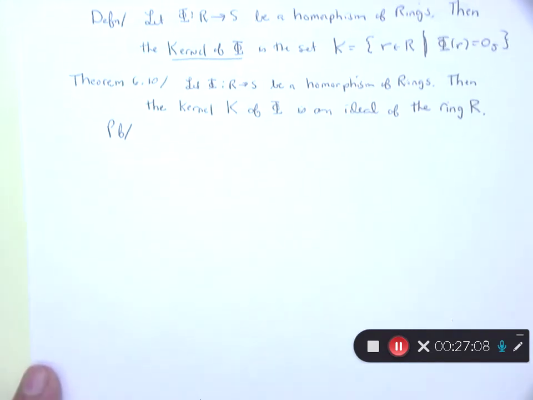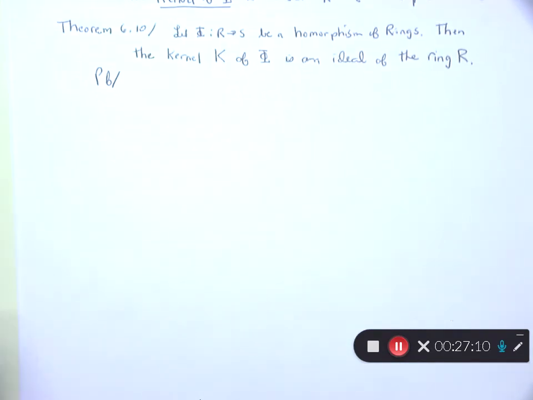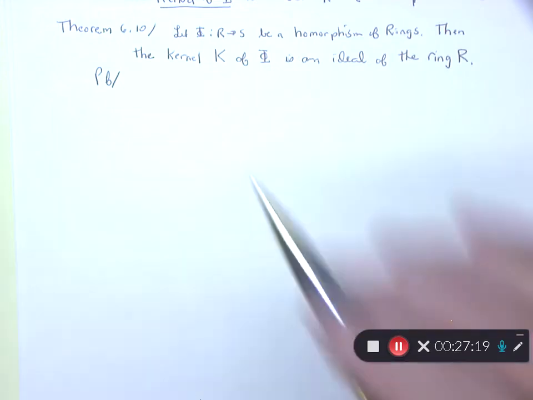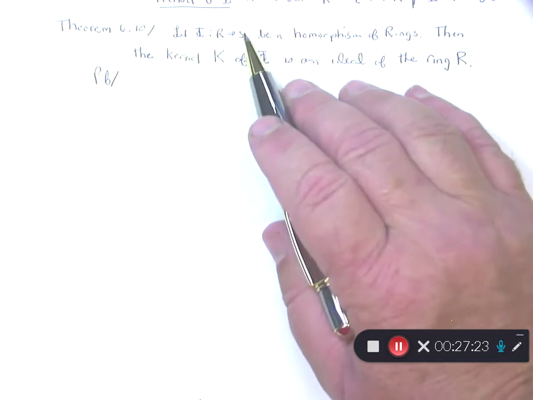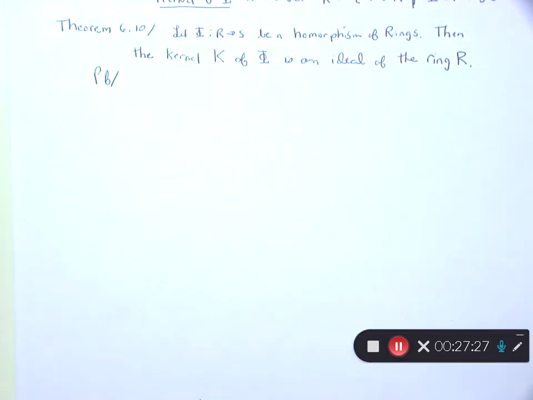So, Theorem 6.10 says this. Let phi go from R to S be a homomorphism of rings. Again, that means that phi is a homomorphism, so we have all the definitions of homomorphism. R and S are rings. Then the kernel of phi is an ideal of the ring R.